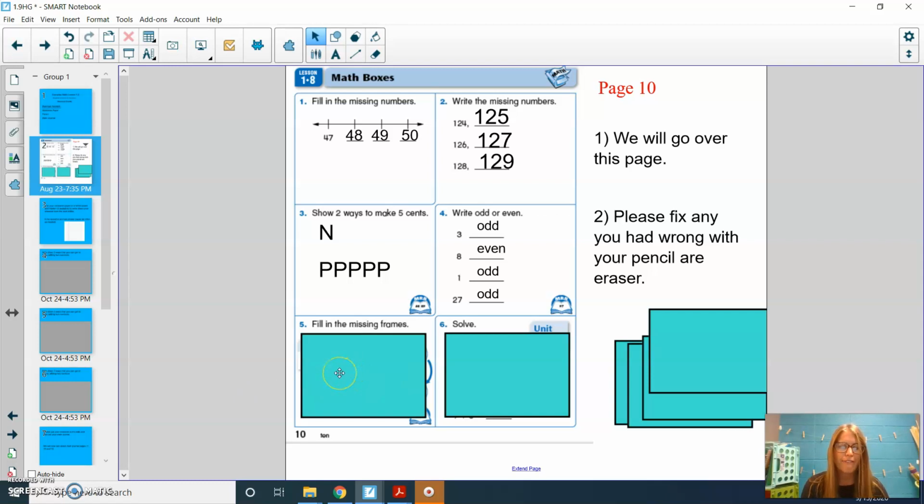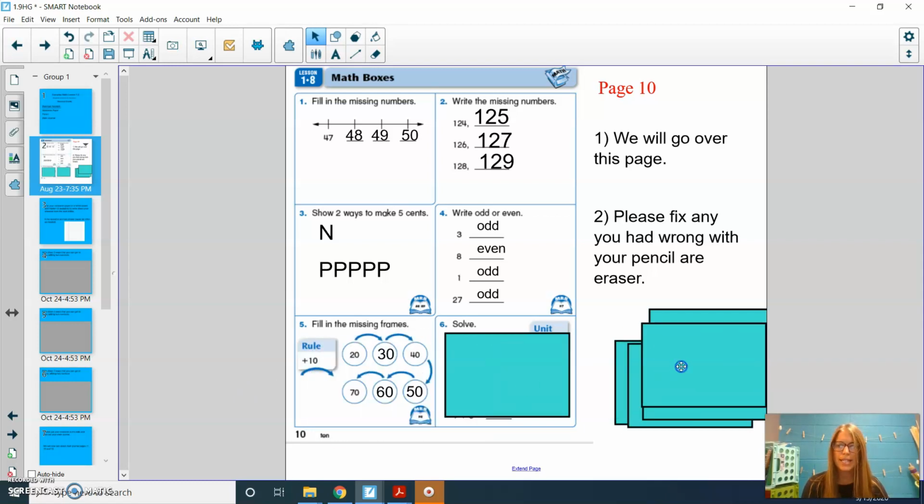For question number 5, fill in the missing frames. So if our rule is plus 10 and we're starting at 20, we know that 20 plus 10 would get us to 30. 30 plus 10 would get us to 40. 40 plus 10 would get us to 50. 50 plus 10 would get us to 60. And then they gave us our last point of 70.